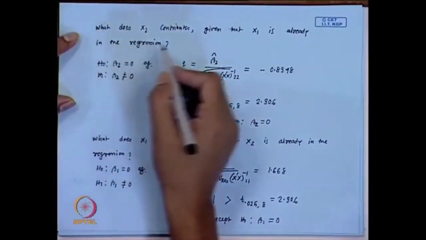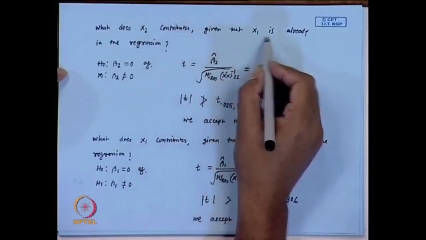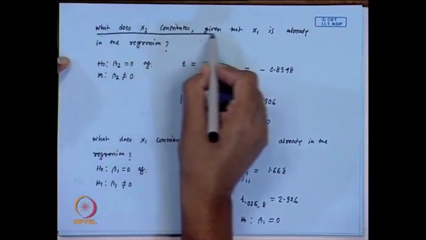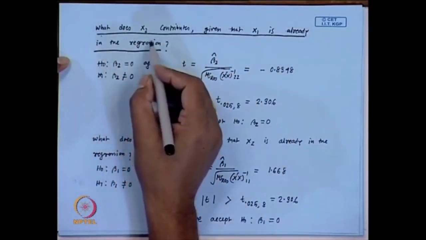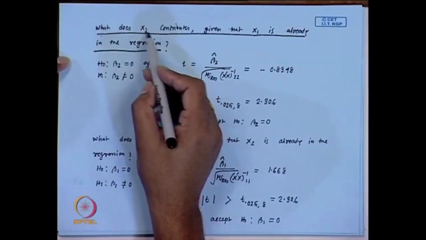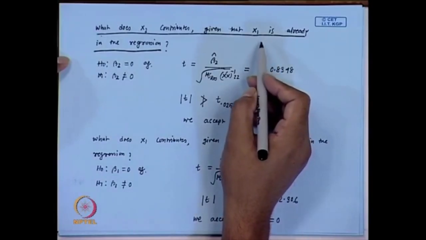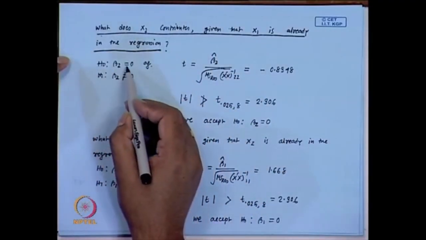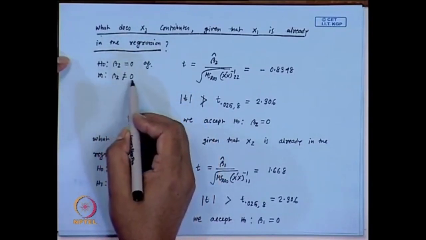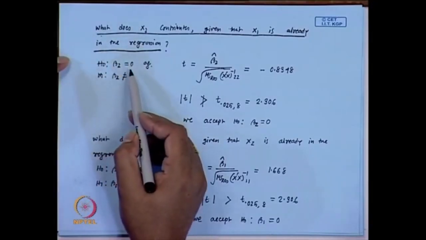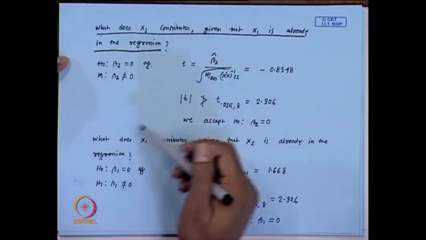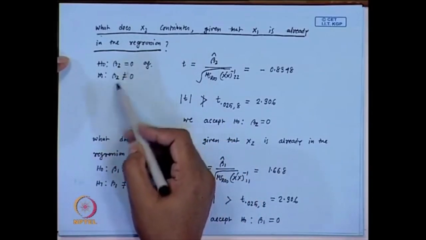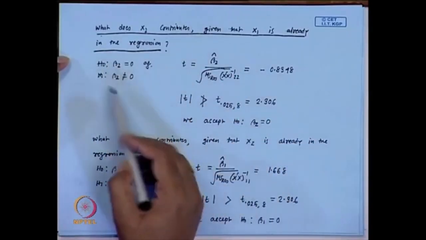So, here is my partial F test. First, it asks what x 2 contributes given that x 1 is already in the regression. Okay. So, whether the contribution of x 2 in the presence of x 1 is significant can be tested by testing the hypothesis that beta 2 equal to 0 against beta 2 is not equal to 0. So, this basically tests the significance of x 2 in the presence of x 1 in the regression model. And either you can go for the partial F test or you can go for the t test to test this hypothesis.